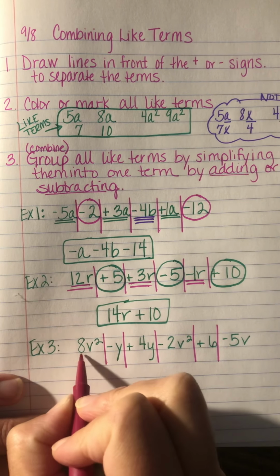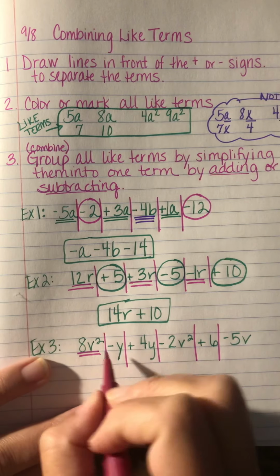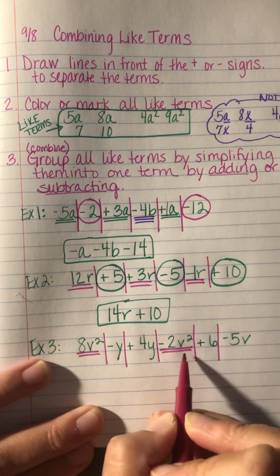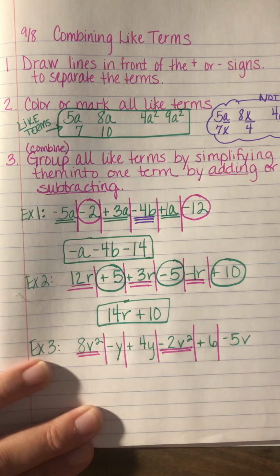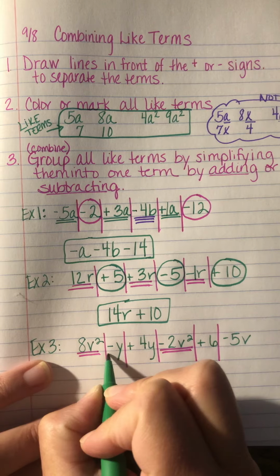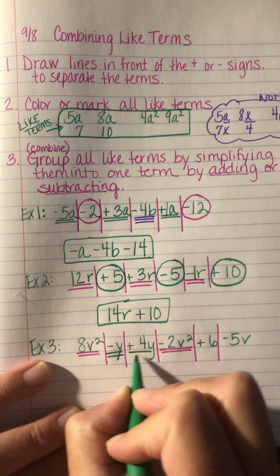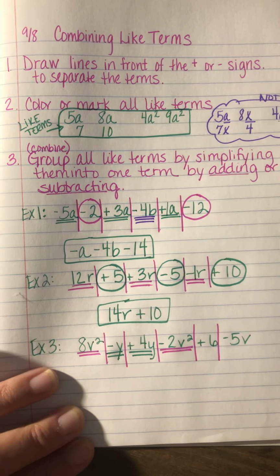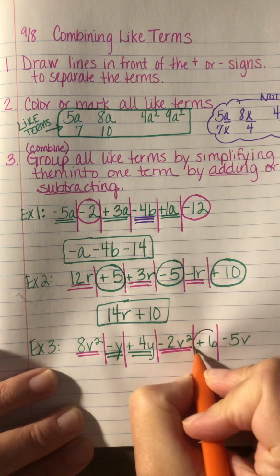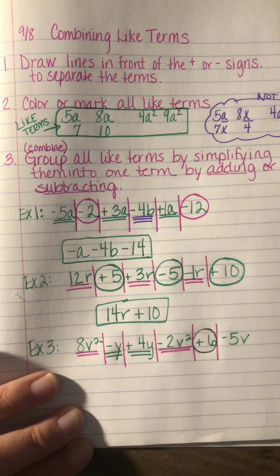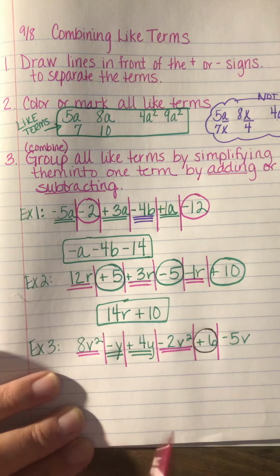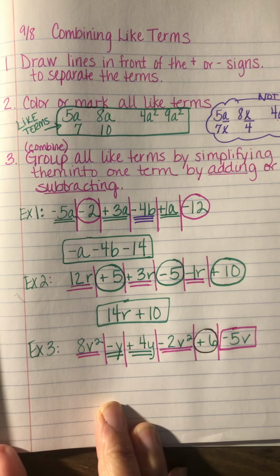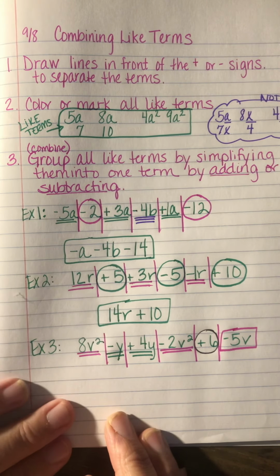So I have a v squared here. So I want to look for anything else that also has a v squared. The v's would not be alike, just the v squares. They have to have the same exponent. Here I have a y. Underline that in green. This would be a y. Then I have my constants here. I'm just going to use my pencil. The constant all by itself here. And then lastly, I have just a v all by itself. And so that's the only thing that goes with the negative 5v.